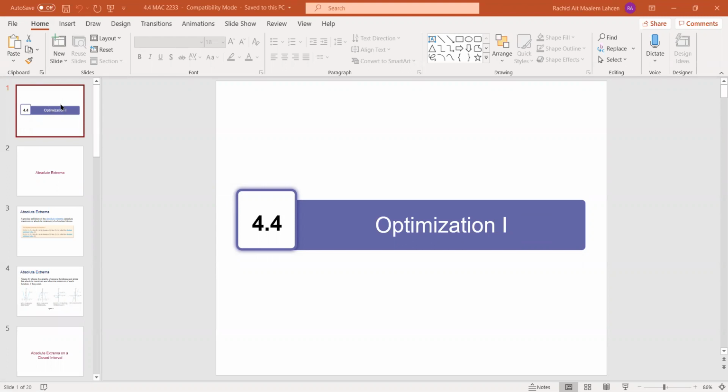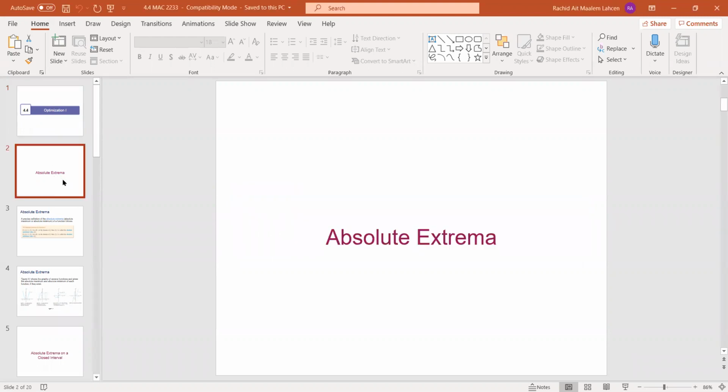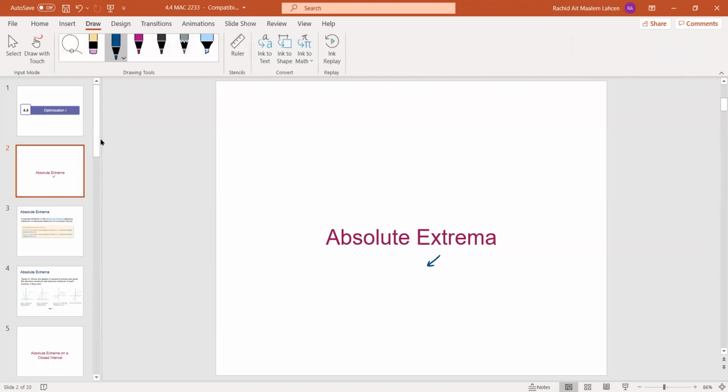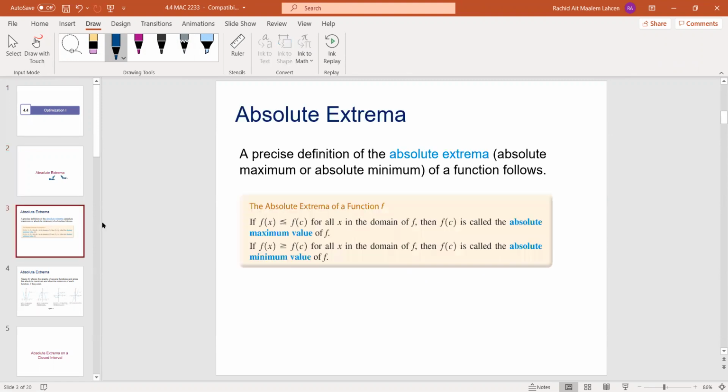And in this optimization topic, we try to find, for example, what is the absolute maximum and what is the absolute minimum. And these are called absolute extrema. So we are interested in the max and the min. Let's define the absolute extrema here.